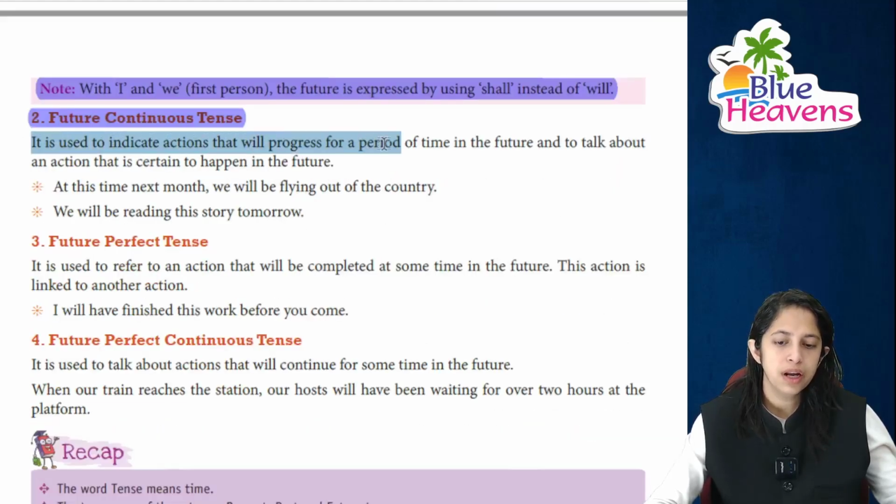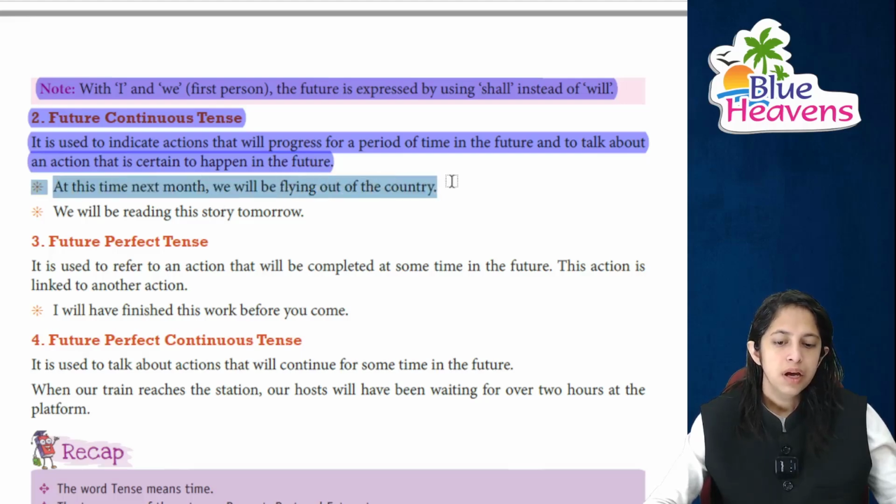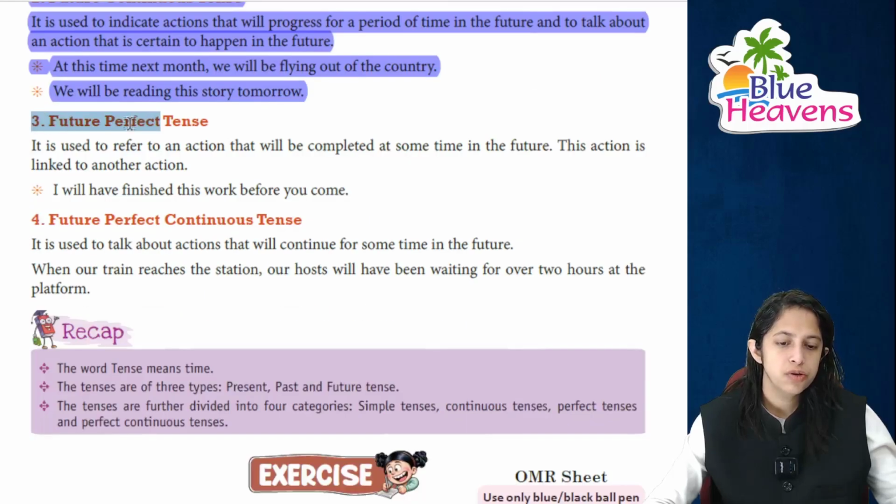Moving on to the next is future continuous tense. It is used to indicate an action that will progress for a period of time in the future, and to talk about an action that is certain to happen in the future. At this time, we will be flying out of the country and we will be reading this story tomorrow.